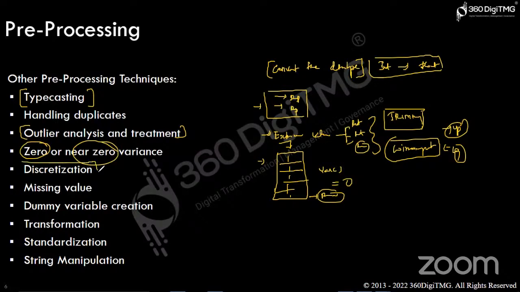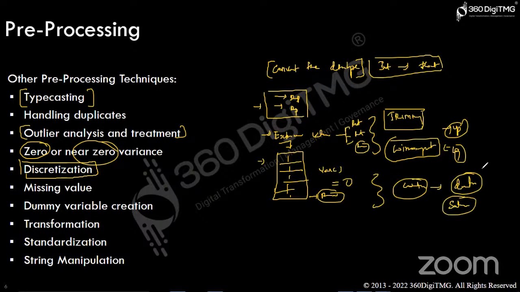When it comes to discretization, what are we going to do? I have continuous data, and now I want to convert this continuous data into discrete data. For example, I have a continuous value in the format of salaries. Maybe I want to convert this data.